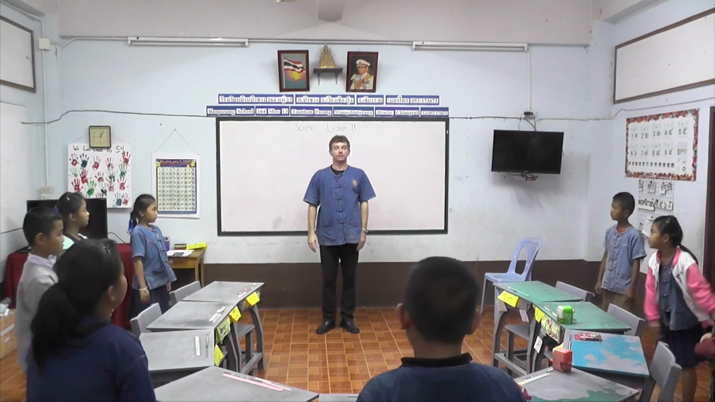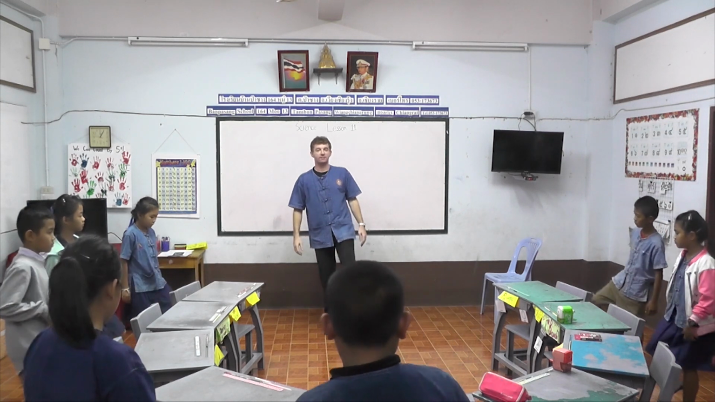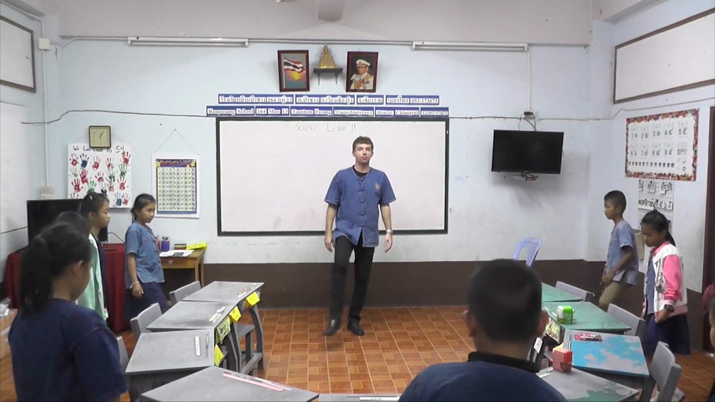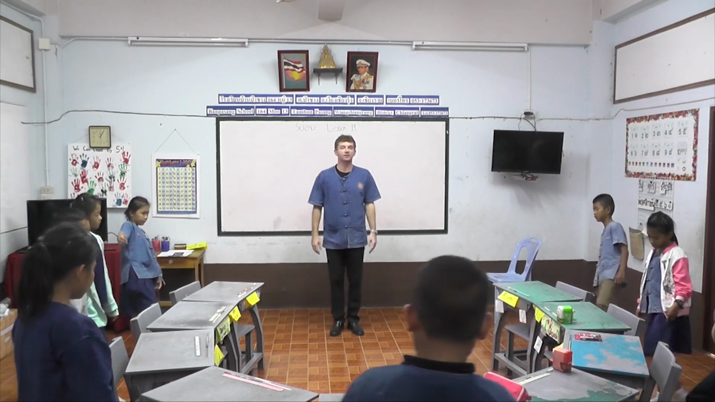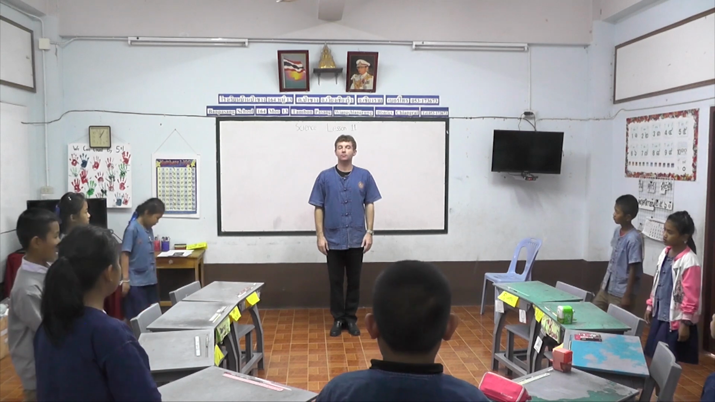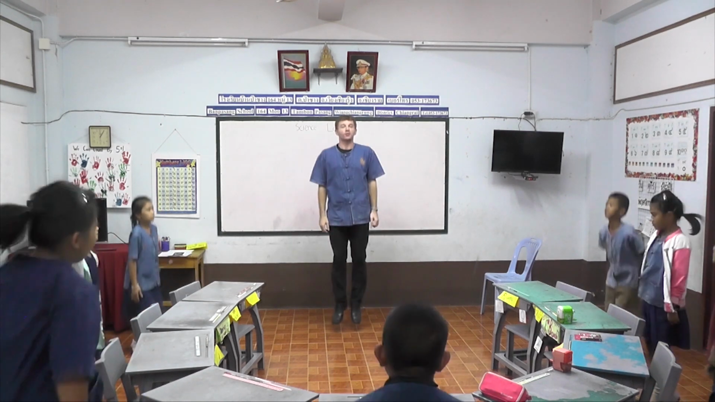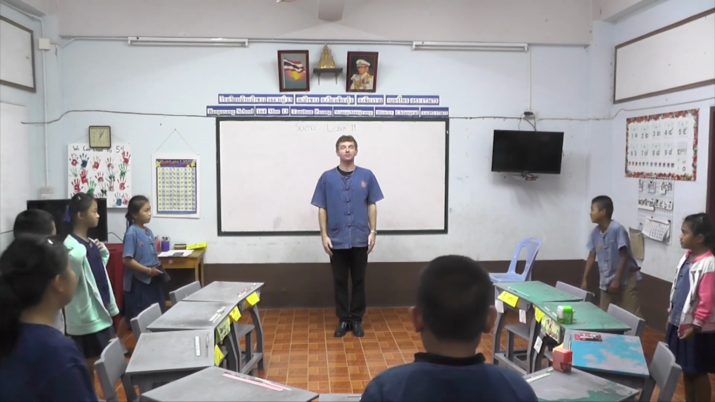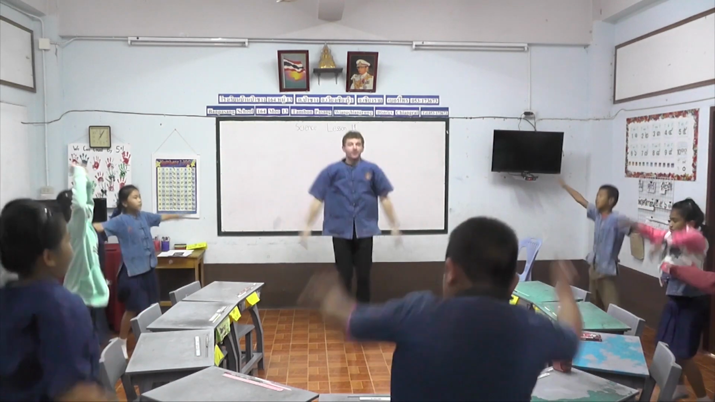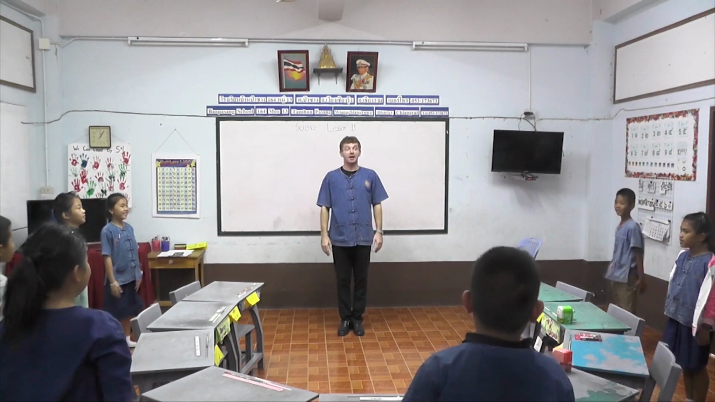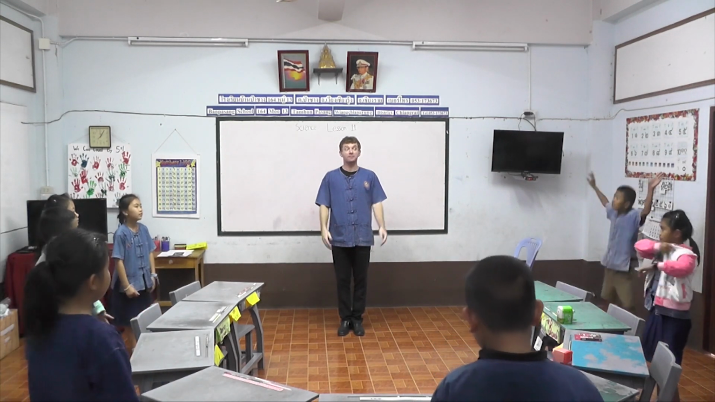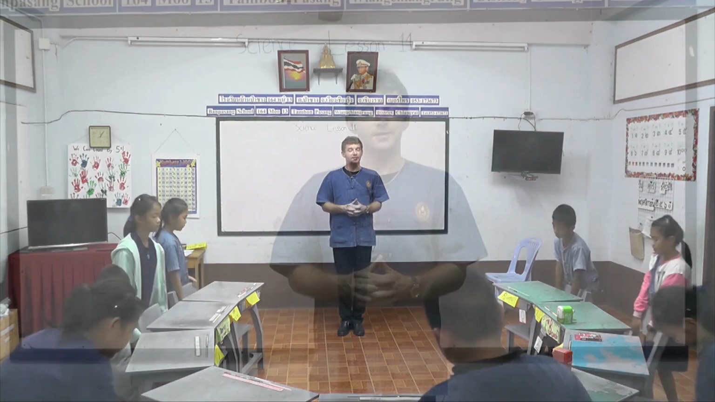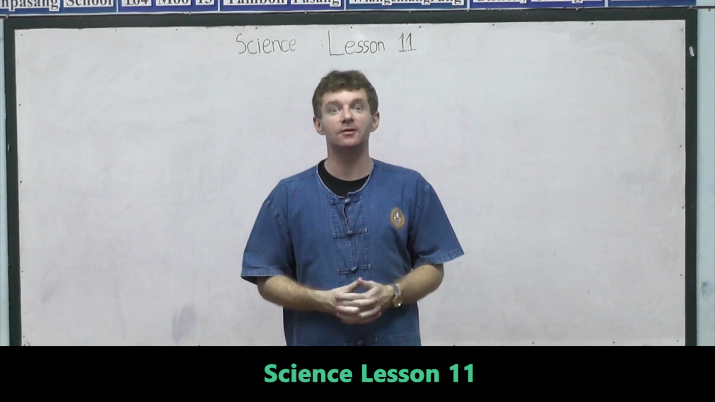And stand. Give our left leg a kick 5 times. 5. Our right leg a kick. 1, 2, 3, 4, 5. And this time 5 jumps. 1, 2, 3, 4, 5. And this time 3 star jumps. 1, 2, 3. Finish with 2 claps. And sit down. And now we're ready for our science lesson.